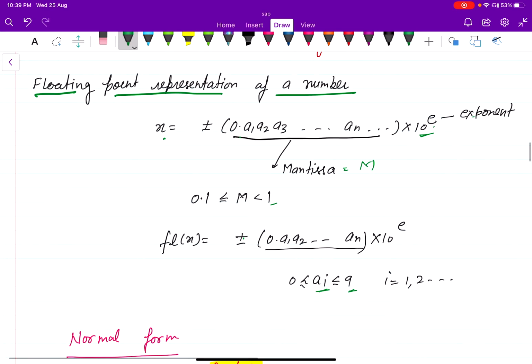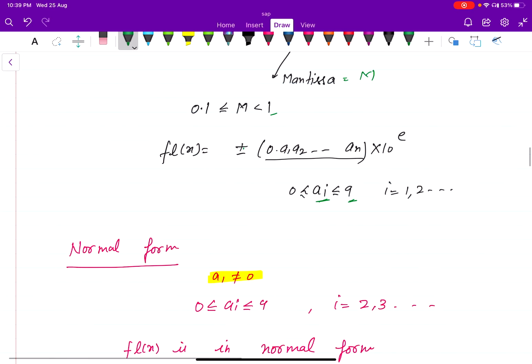We can simplify this floating point representation into another form that is called the normal form. Normal form is what? Whenever we restrict a1 to be not equal to 0, then this representation is called the normal form of the floating point representation. So a1 is not equal to 0, but a2 to an may take any value from 0 to 9.